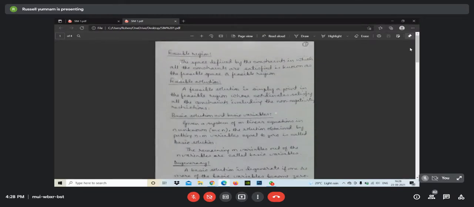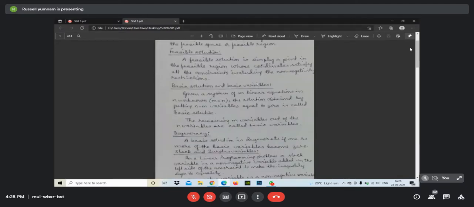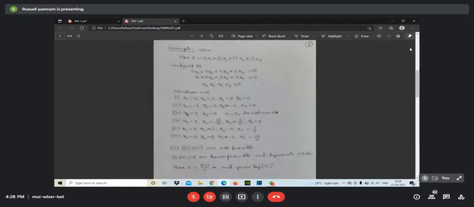First is the feasible region. The space defined by the constraints in which all the constraints are satisfied is known as the feasible space or feasible region. Regarding the constraint and other things, I am not telling; I will explain here again.